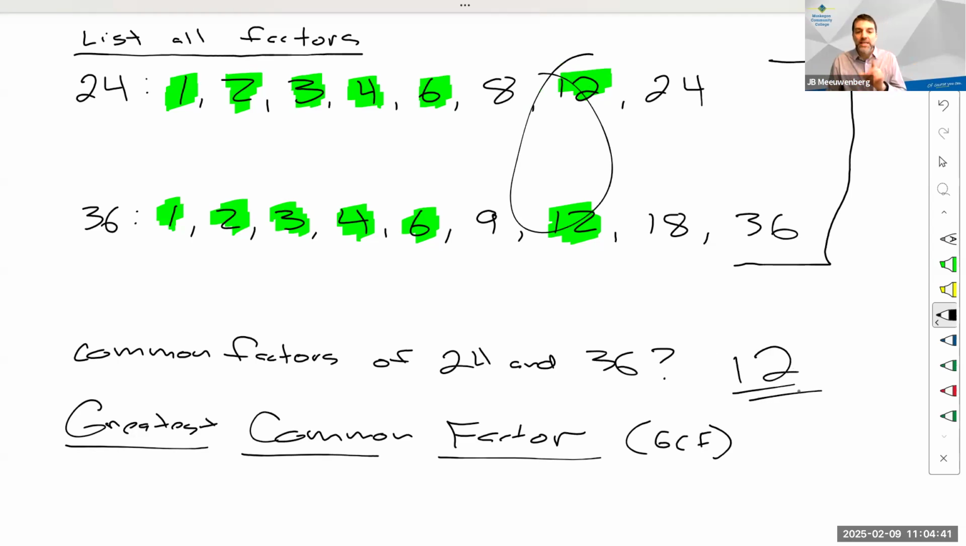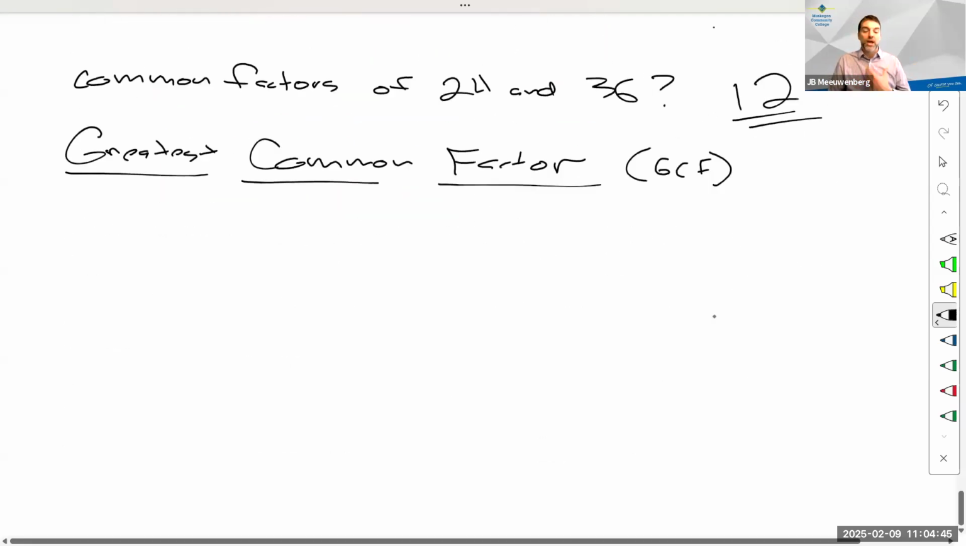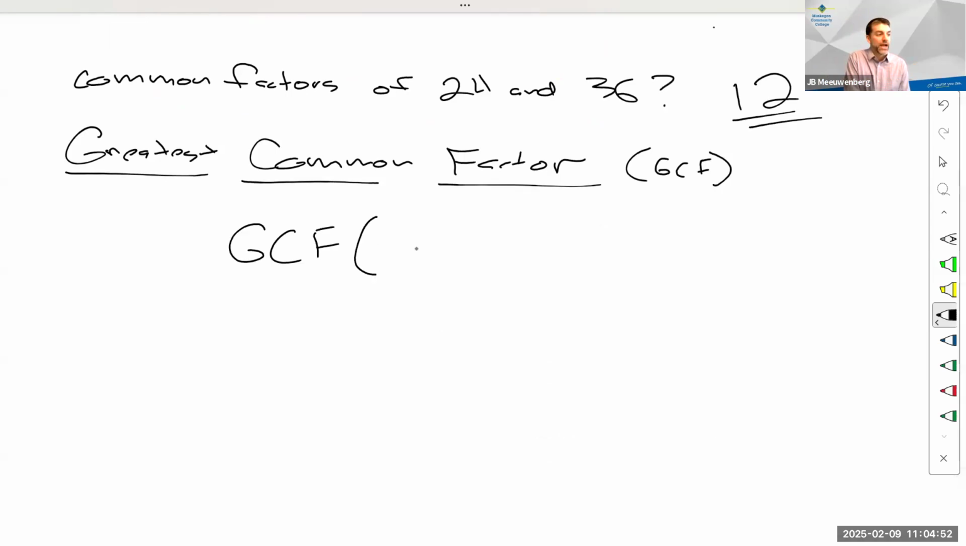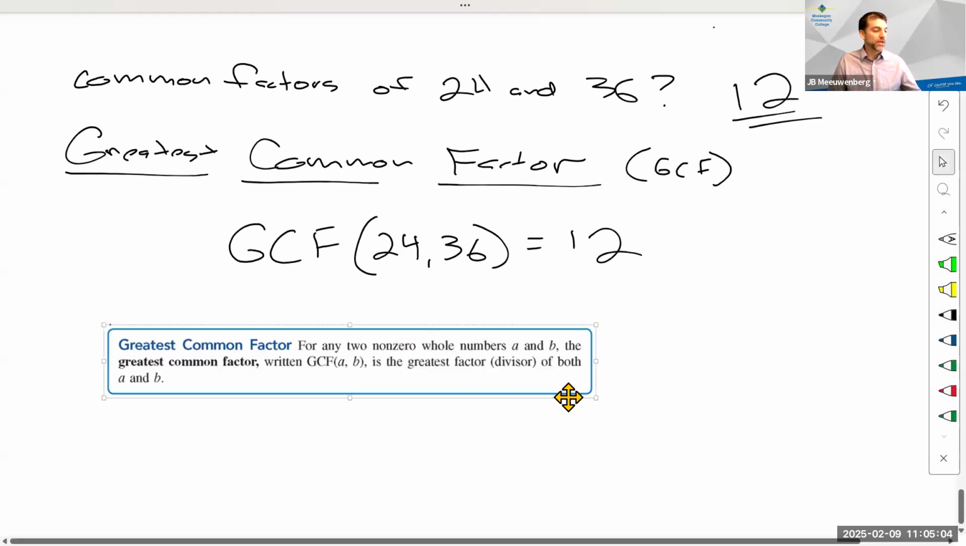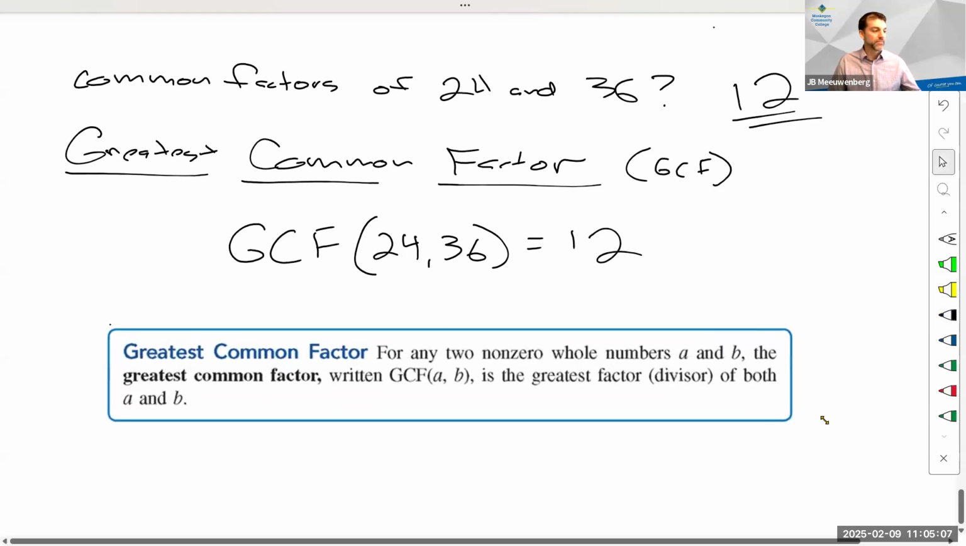12 is the greatest common factor of 24 and 36. And often we write it, because there's always a notation, as this: GCF, and in parentheses, put the numbers that we are examining, 24 and 36, that is equal to 12. And if we want a formal definition of greatest common factor, it looks like this.